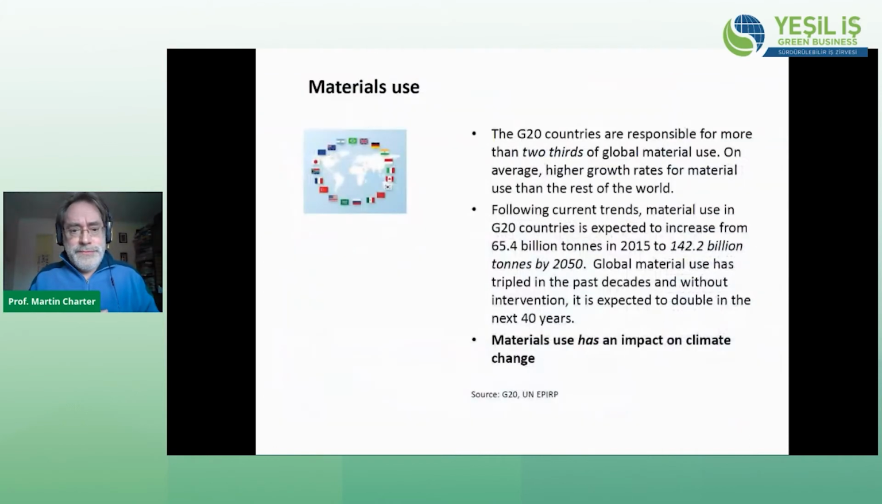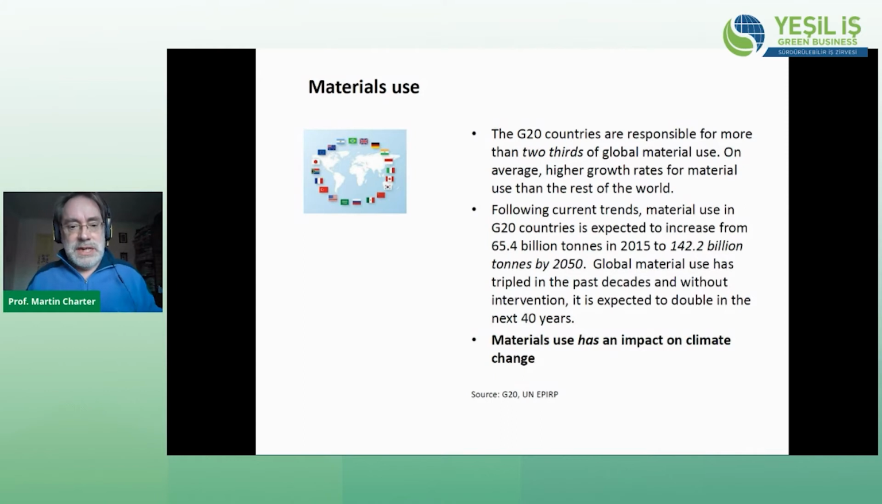Next slide, please. And really, we do see this link increasingly emerging between materials use and climate change. So the G20 countries are responsible for more than two-thirds of global material use, and the growth rate is higher than the rest of the world. Following current trends, material use in the G20 countries will increase from around 65 billion tons in 2015 to over 140 billion tons by 2050 if we progress in the same way. And quite clearly, this is unsustainable in its true sense.